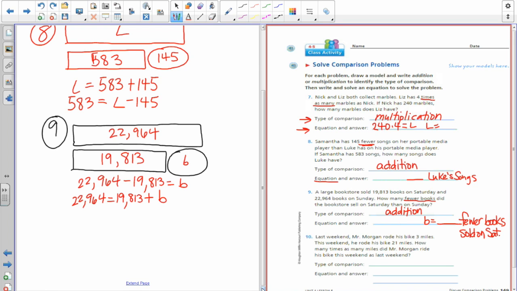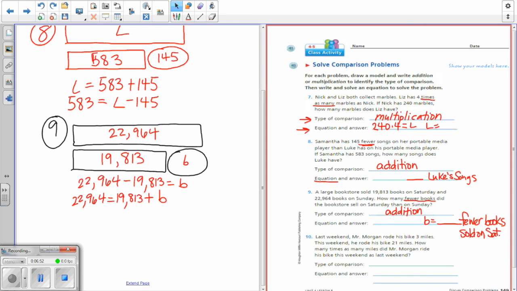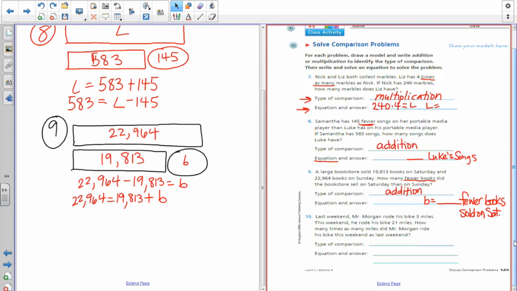Number 10. Last weekend, remember, you can pause at any time. If you write down your answers on your class book page, you will have those answers to fill in on your Google form. You are going to have to really pay attention to make sure you're filling in that Google form tonight.